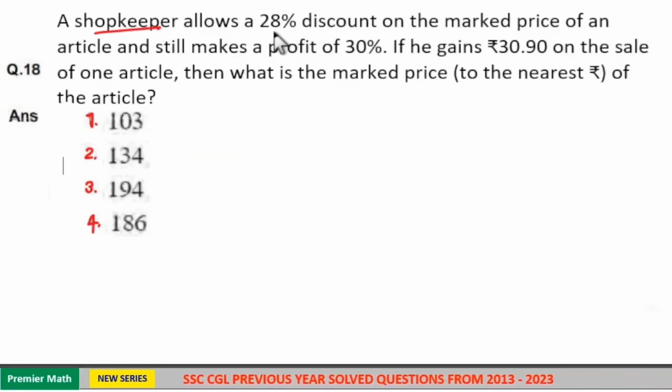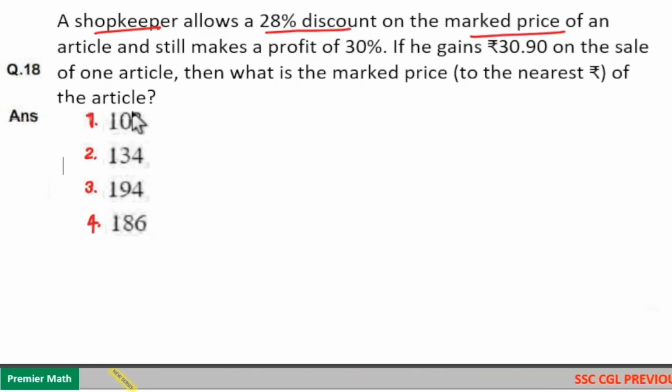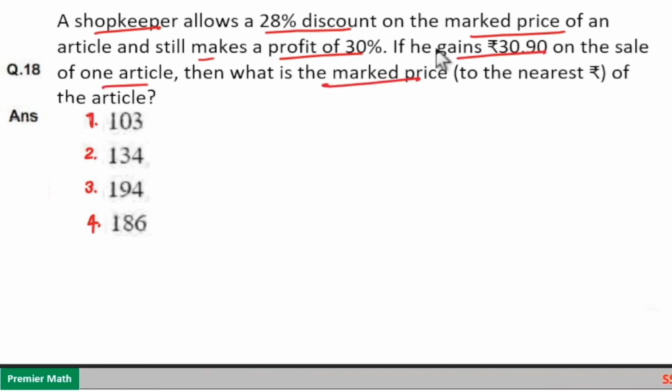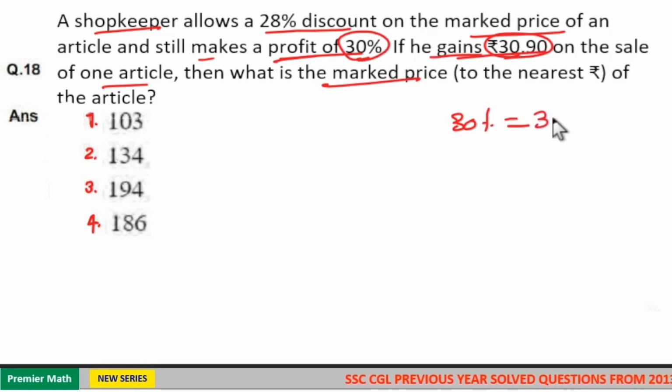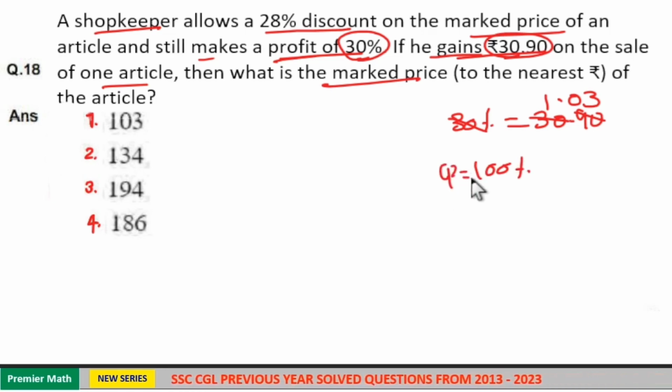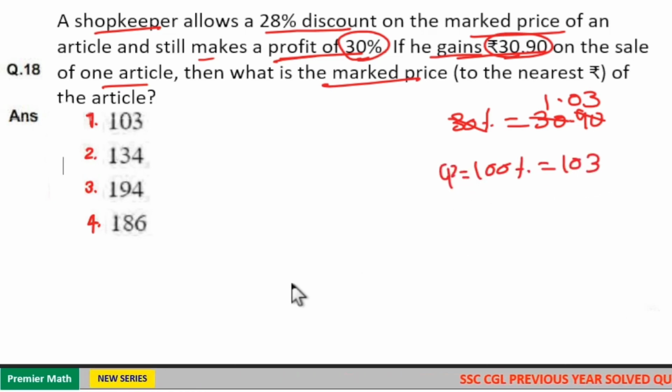A shopkeeper allows 28% discount on the marked price of an article and still makes a profit of 30%. If he gained 30.9 rupees on the sale of one article, then what is the marked price of the article? Here, profit is equal to gain. That is, 30% is equal to 30.9 rupees. So 30 goes 1 time in 30, 30 goes 0.03 times in 0.90. So 1% is 1.03, which means 100% is the cost price, which is equal to 103 rupees.